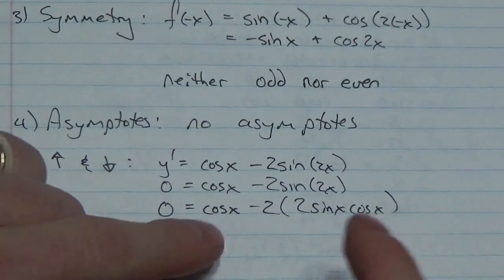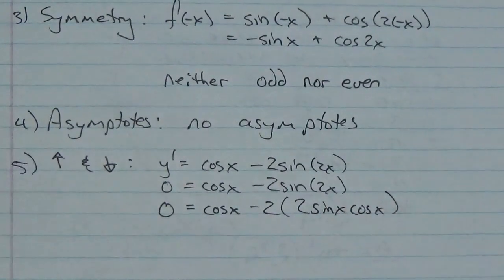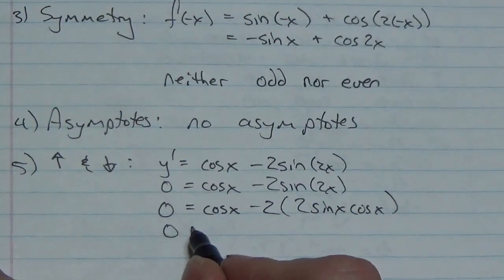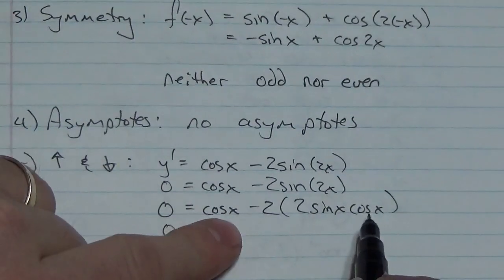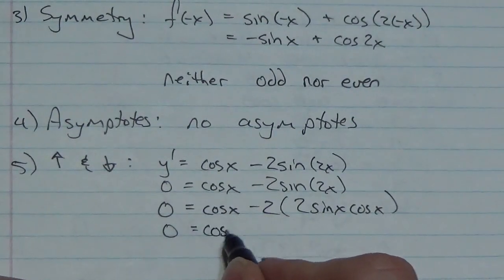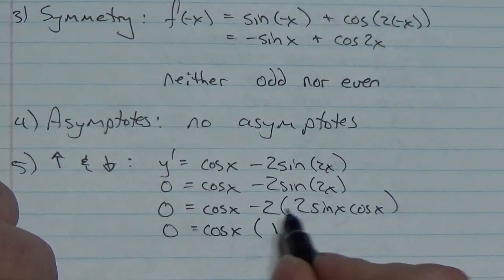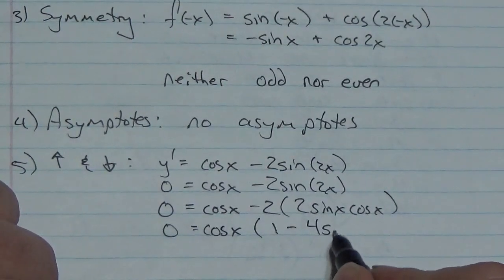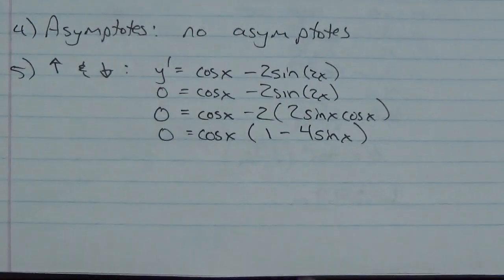I'm still not thrilled with the fact that I've got two cosines now here, and a sine of x. It'd be better if they were all in terms of the same trig function, but this is much better. Mostly because what I can do now is factor out a cosine. I've got a cosine common to those two terms here, and so this will become 1 minus the product of those two, 4 sine of x. So now I've got two different trig functions here that I can solve.